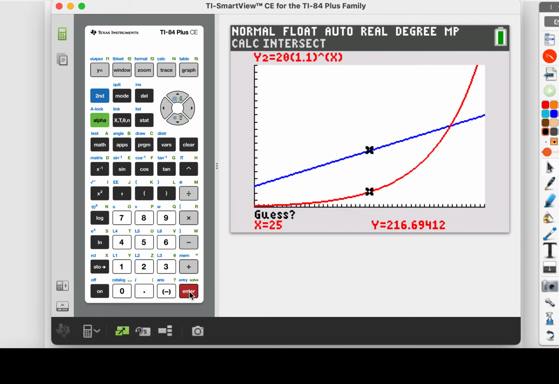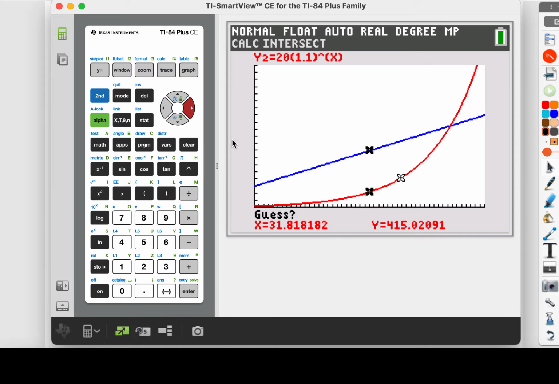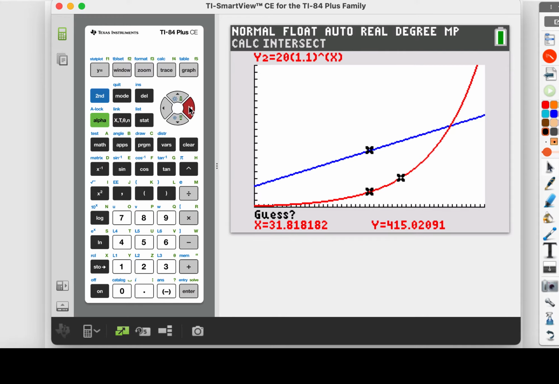So I'm going to again press enter. And now they want us to make a guess. Now you'll notice there's really only one intersection point on our screen, though there would have been another one off to the left here. We just don't need to really go into negative years. But again, what they want you to do is put your intersection point near the one you want to find.